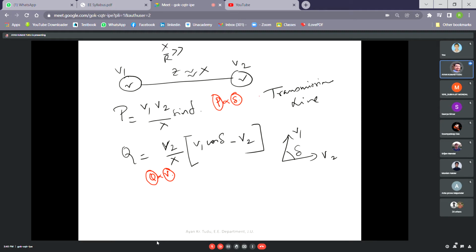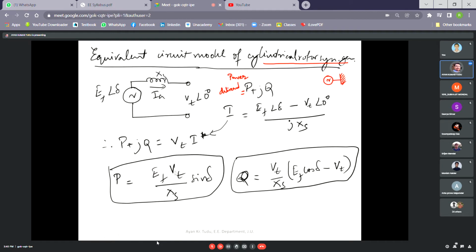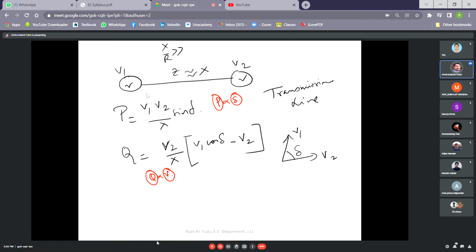Okay, that can also be extended to a typical transmission line. What are we finding for the cylindrical rotor? The no load induced EMF EF and VT, that is the terminal voltage of the synchronous generator. But in a transmission line, what would it be? It would be V1 and V2, that is the sending end and receiving end.